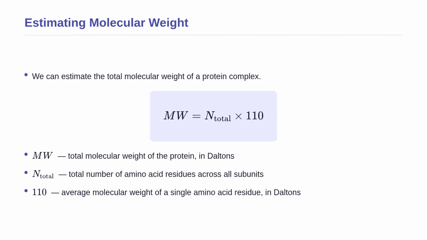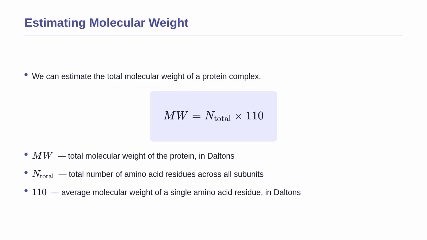To truly grasp the size of these quaternary structures, we can estimate their molecular weight. The formula we use is Mw equals N total times 110. Let us break down these symbols. Mw stands for the total molecular weight of the entire functional protein complex, measured in a unit called Daltons. N total represents the grand total number of amino acid residues present across all the subunits combined.